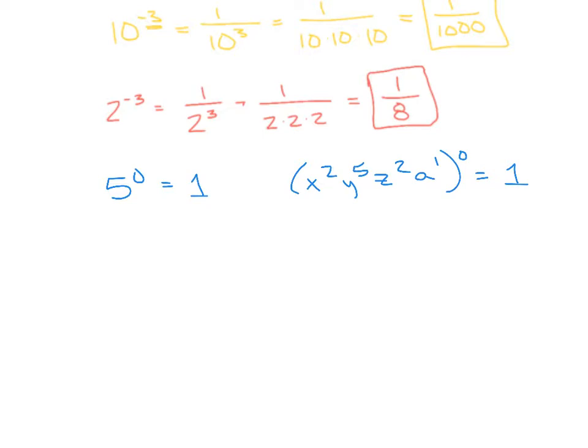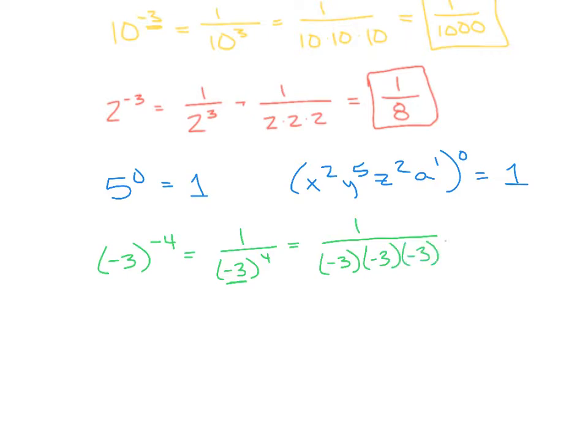Let's look at some negative bases. So we have negative 3 for our base in parentheses, raised to the negative 4. So we want to put that in its opposite spot. We do not remove the parentheses. That negative stays. The only negative that switches to a positive is on the exponent. Now when you have a base in parentheses, you keep that in parentheses, and it repeats exactly what's in parentheses. So it's negative 3 times negative 3 times negative 3 times negative 3.